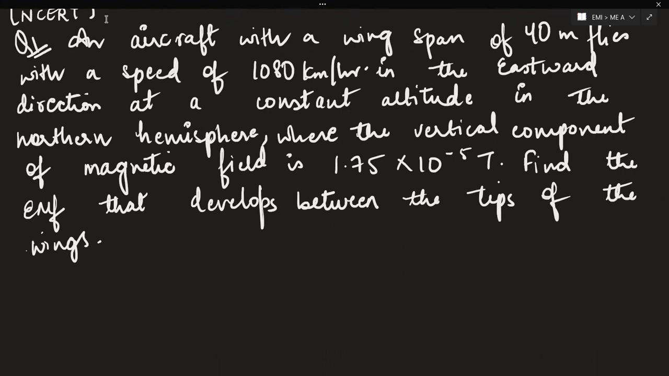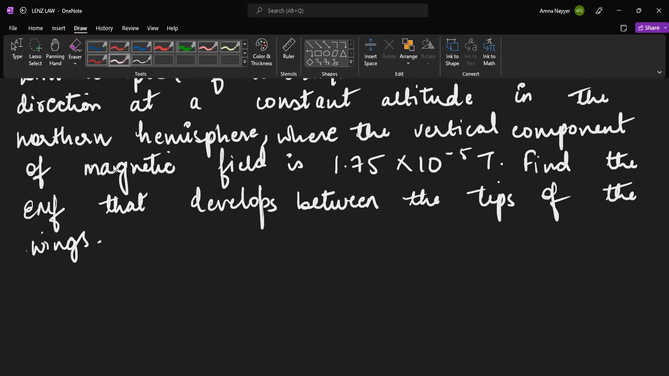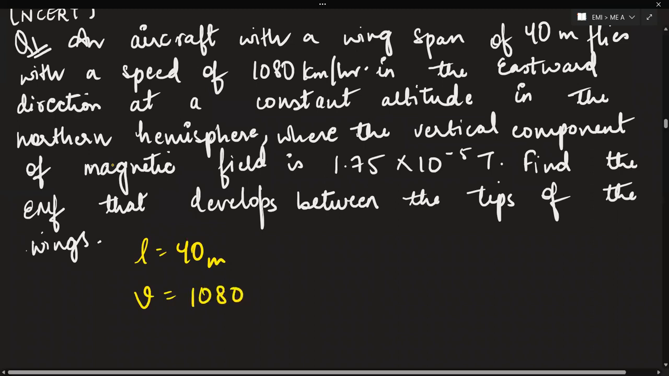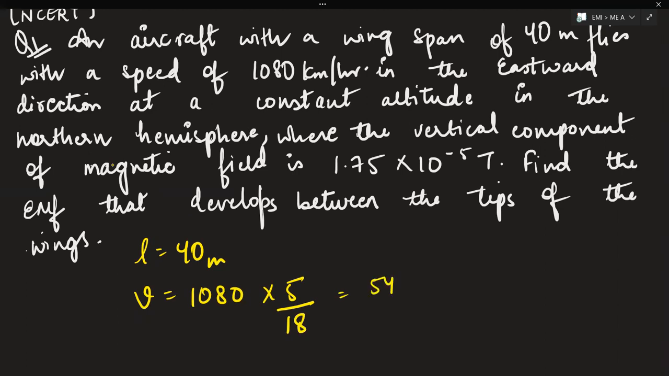See, this question says an aircraft with a wingspan of 40 meter. Means the length over here that is given is 40. Speed is 1080 kilometers per hour. This is your question from your NCERT. So let's multiply it by 5 by 18 to get it in meter per second. So that becomes 5400 by 18. That is 300 meter per second.